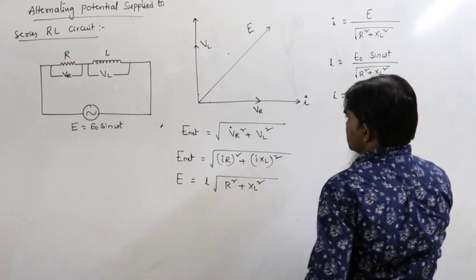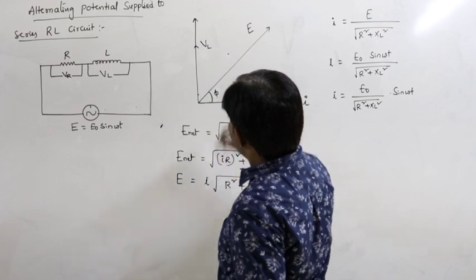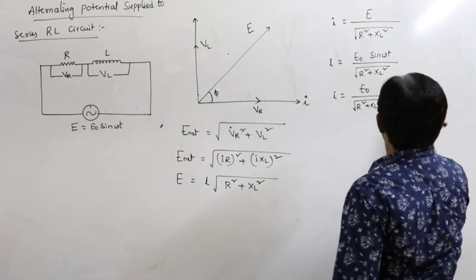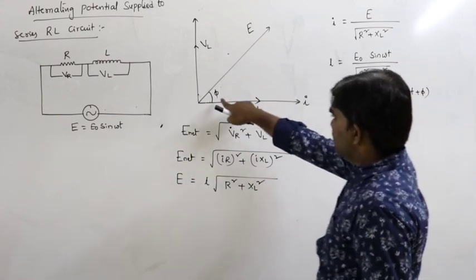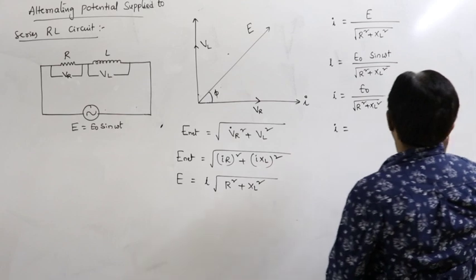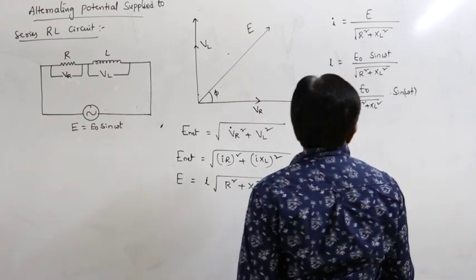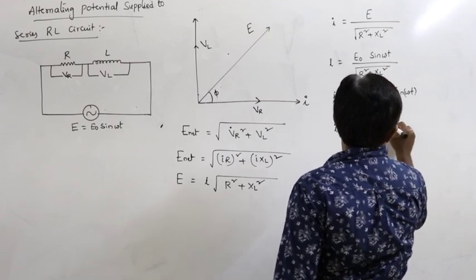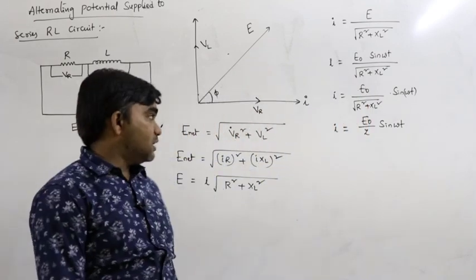Because this is the net potential, definitely there must be an angle phi here, so this can be written as sine of omega t plus phi. Why am I writing sine plus phi here? Sorry, no, it is sine omega t only. So this can be written as E naught by Z sine omega t.